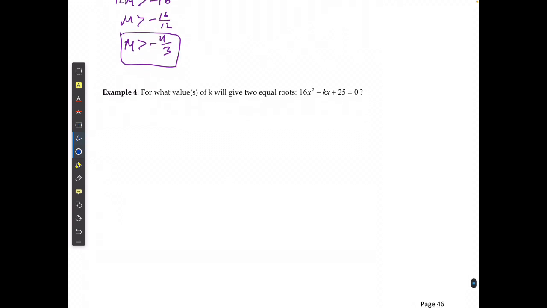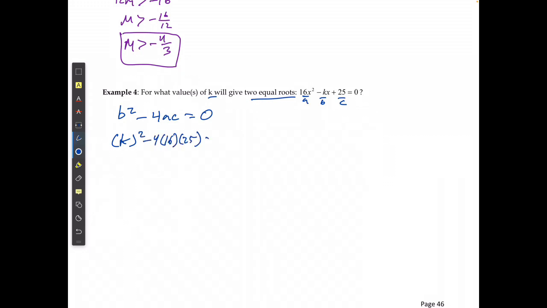If I want the values of k that will give 2 equal roots, then I'm going to use the same process. I'm going to say that to have 2 equal roots, it has to be exactly equal to 0. So if b squared minus 4ac has to be equal to 0, this is my a, this is my b, this is my c, then that means that k squared minus 4 times 16 times 25 has to equal 0. k squared minus 1600 has to equal 0. So k squared is going to equal 1600.